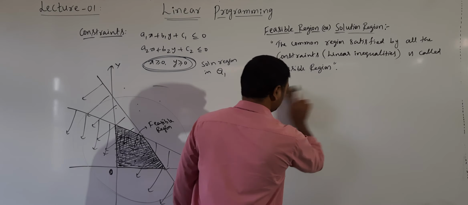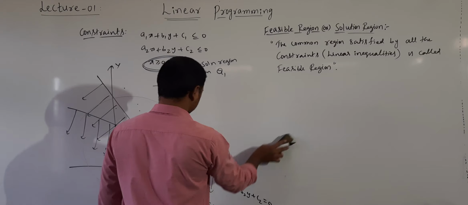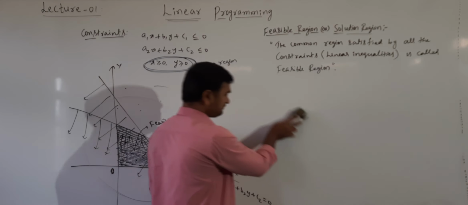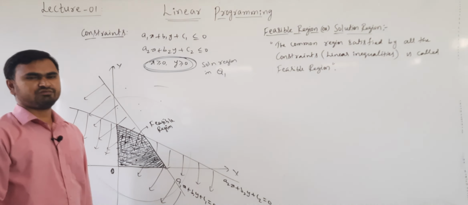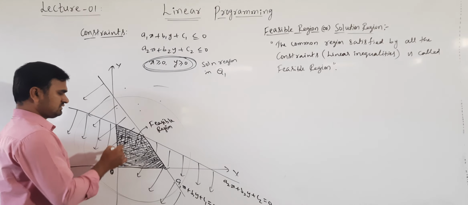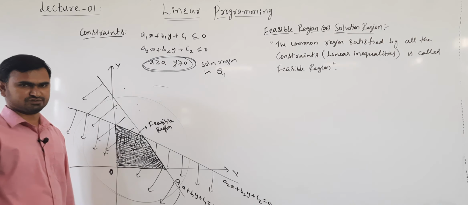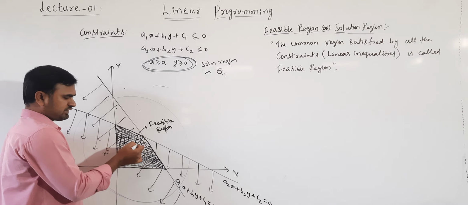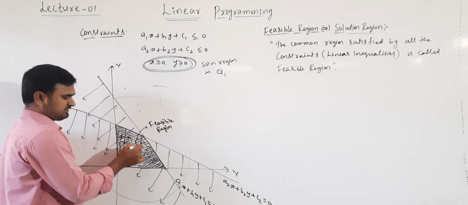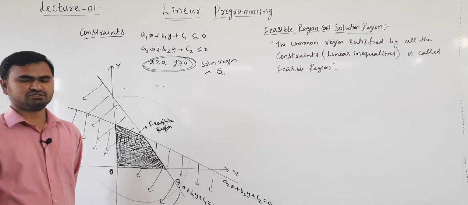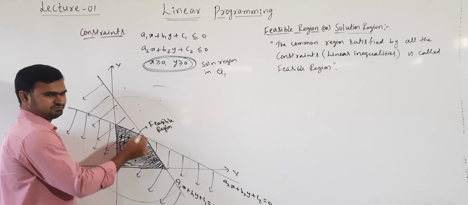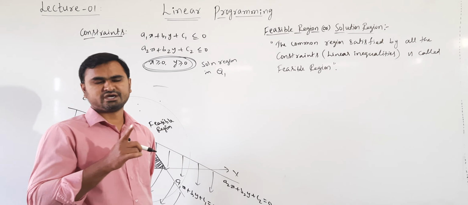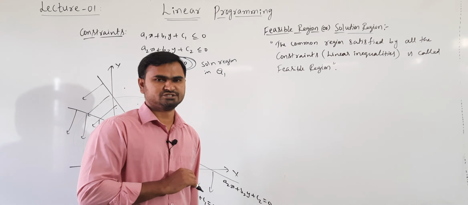Now here our main objective is, what is our main objective? You have to find the maximum or minimum values of the objective function. Now where are we going to get that maximum or minimum value of this objective function? Since this is a feasible region, any point we take here we call a feasible solution. But out of all that, we are interested in only one point where we get the maximum or minimum value of the objective function.